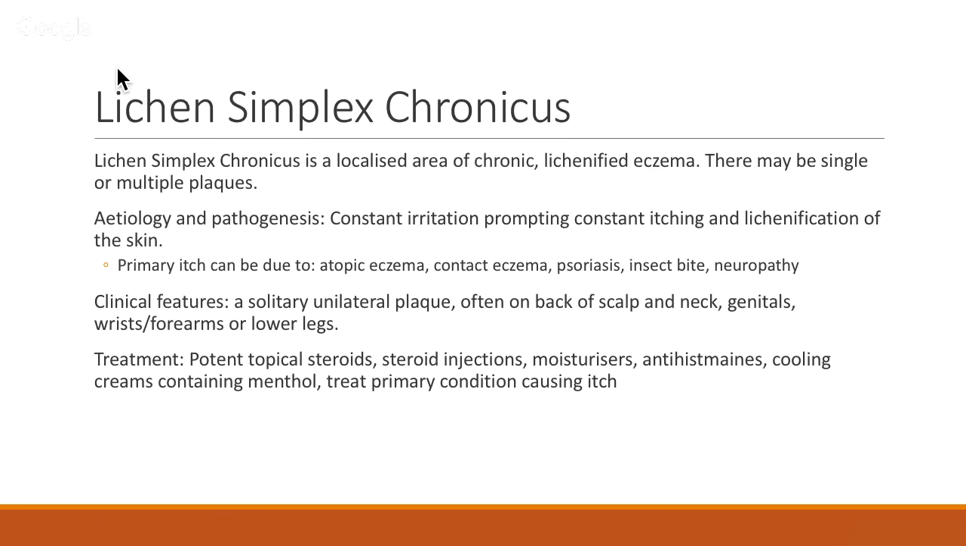The location is not random, it's often in areas where it's easier to itch. So back of the scalp, the neck, lower legs in particular, and generally a solitary unilateral plaque. So you've got different causes of the primary itch, whether it be atopic eczema, contact dermatitis, psoriasis, an insect bite, or neuropathy. But ultimately that constant itching prompts the lichenification of that area. And because it's severely itchy, like your discoid eczema, you would treat with potent topical steroids, steroid injections as well. Then you've got the other ones: moisturizers, antihistamines, cooling creams containing menthol, and make sure you treat the primary condition that is actually causing the itch.